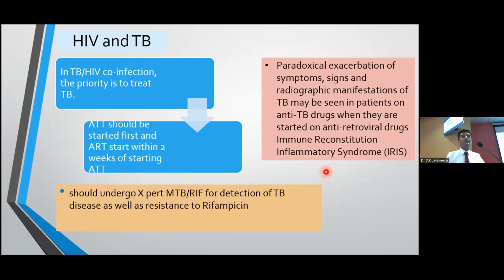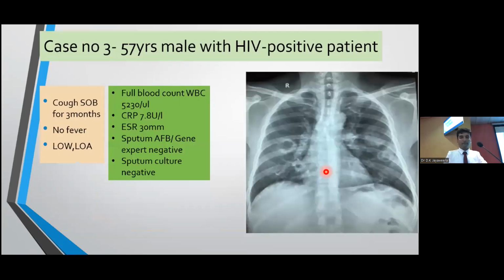Another important thing is in TB, there can be a paradoxical exacerbation of symptoms, signs, and radiological manifestations once we have started antiretroviral therapy. So this is called immune reconstitution syndrome. So we have to be cautious about this, but most of the time these are self-limiting. Sometimes non-steroidal anti-inflammatory drugs or rarely steroids might be warranted.